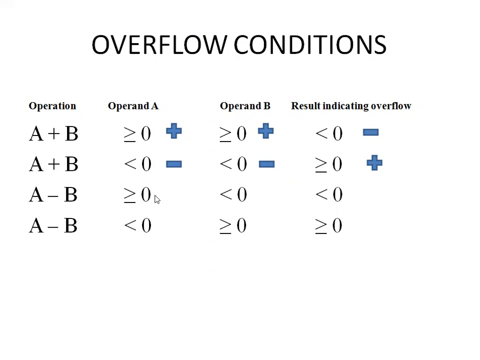The sign of the first operand is positive and the second operand is negative. So when we subtract a negative number from a positive number, we should get the result in positive. But here we get the result in negative, which means that causes an overflow. Okay, take the fourth case. The first operand is negative. The second operand is positive. When we subtract a positive from a negative, we should get the result in negative. But here we get the result in positive, which means that causes an overflow.